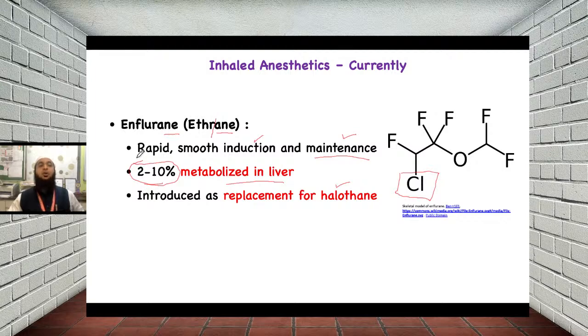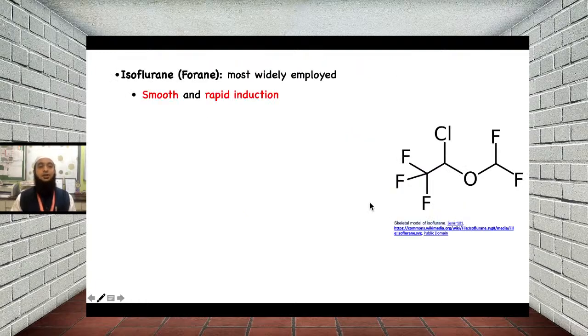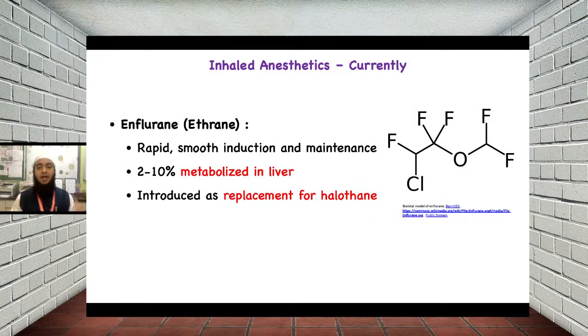It produces slow induction and slow recovery because halothane is solubilized in the blood, and we know that a drug solubilized in the blood will take more time for induction and more time for recovery. Since enflurane overcomes that disadvantage of halothane, you can introduce it as a replacement for halothane. Okay, so this is the benefit at the initial stage about enflurane.